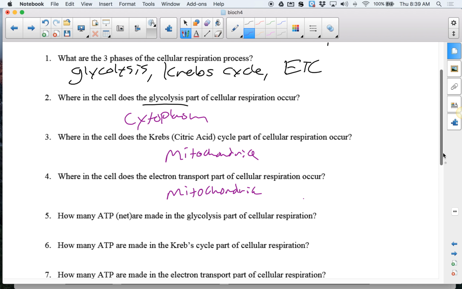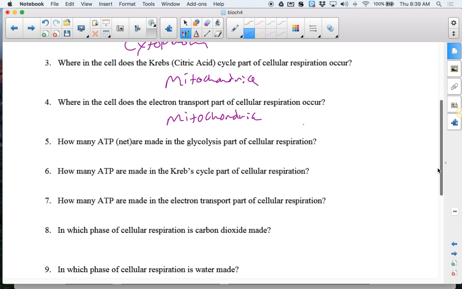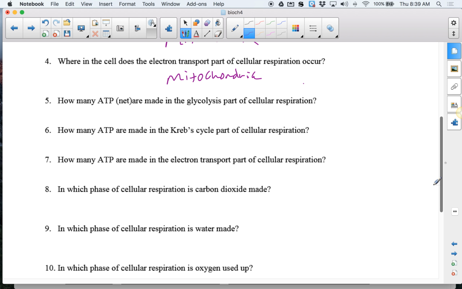All right, number 5 says, how many ATP, and it says net, are made in the glycolysis part of cellular respiration? So basically it's asking, how many ATP are actually freed up in glycolysis? 2. How many ATP are made in the Krebs cycle part of cellular respiration? There's 1, but Matt's saying 2, so we can say 2 per glucose. If we take a full glucose through to the end, there would be 2 that are made there.